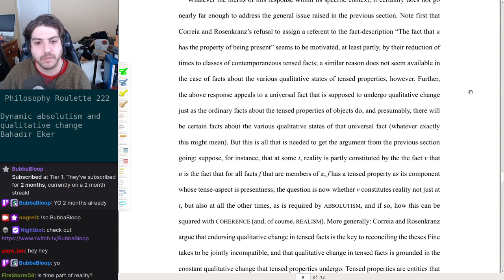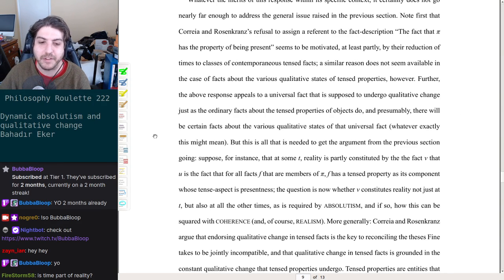You can't just be like, well, this is special, and we're not going to worry about the special one. Further, the above response appeals to a universal fact that is supposed to undergo qualitative change, just as the ordinary facts about the tense properties of objects do, and presumably there will be certain facts about the various qualitative states of that universal fact, whatever exactly this might mean.